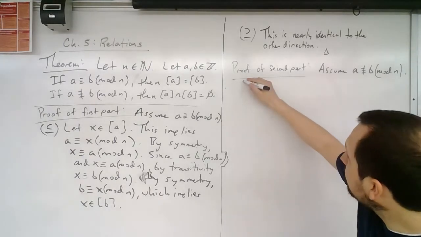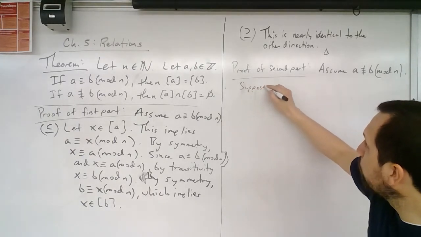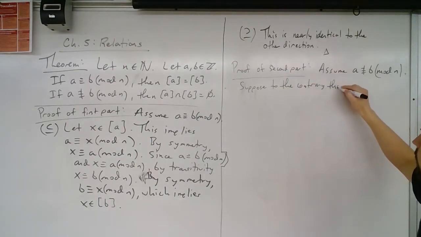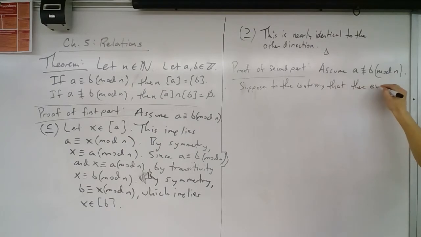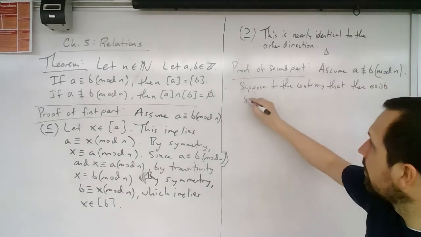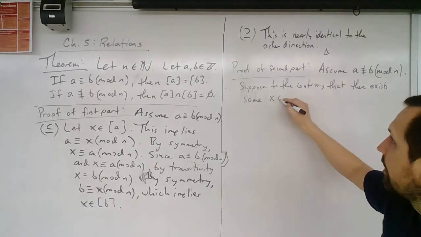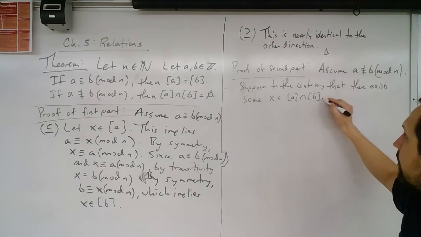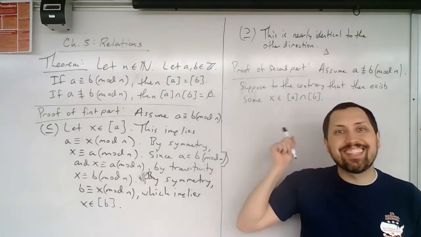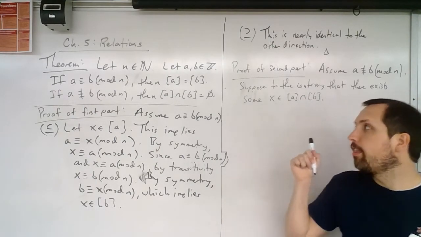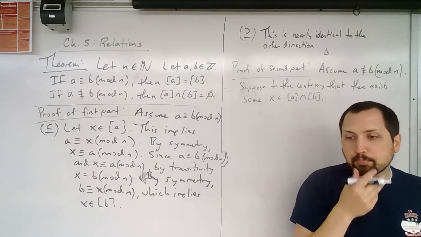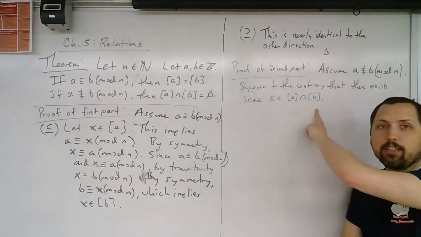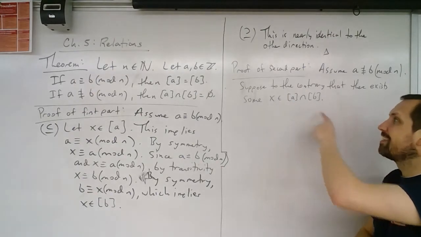So we will say, suppose to the contrary that there exists some X that's in the intersection of these two sets. So what if there is something in there? We'd like to show that this is going to lead to a contradiction. So if you're in the intersection, that must mean that X is in this and X is in this.